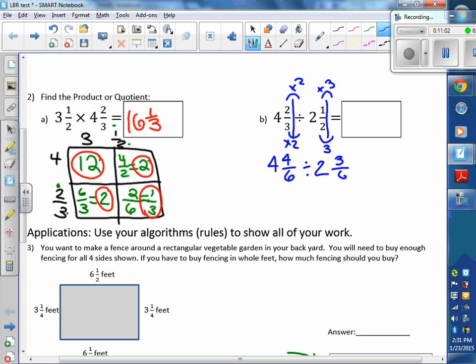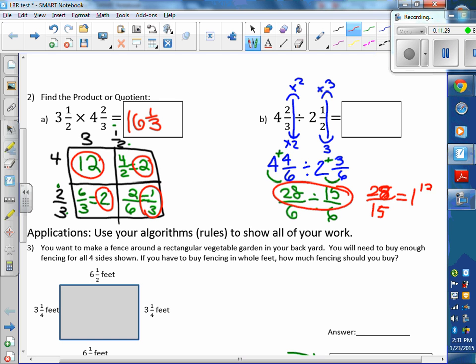Good. So now go to improper. 24 plus 4 is 28. 6 times 2 is 12. Plus 3, 15. So divide the numerators. 28 over 15, that's an 8, is equal to 1, and 13's left over.